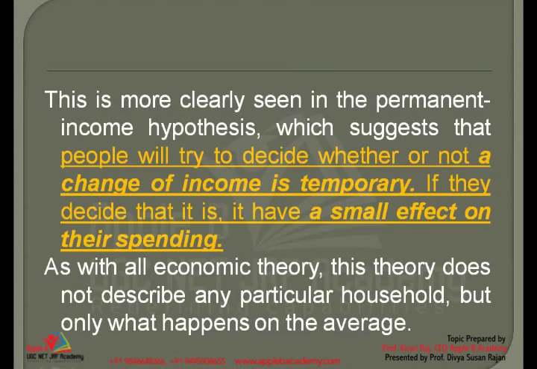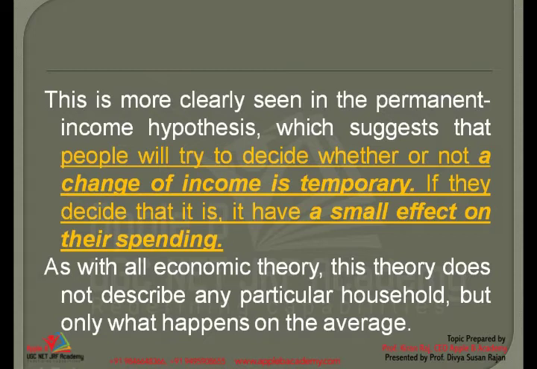This is more clearly seen in the permanent income hypothesis, which suggests that people will try to decide whether or not a change in income is temporary. If they decide that it is, it will have a small effect on their spending. Only when they know that the change in income is permanent will they try to change their consumption pattern by increasing or decreasing it. As the change is temporary, their decision will have a very small, or insignificant, effect on their spending.